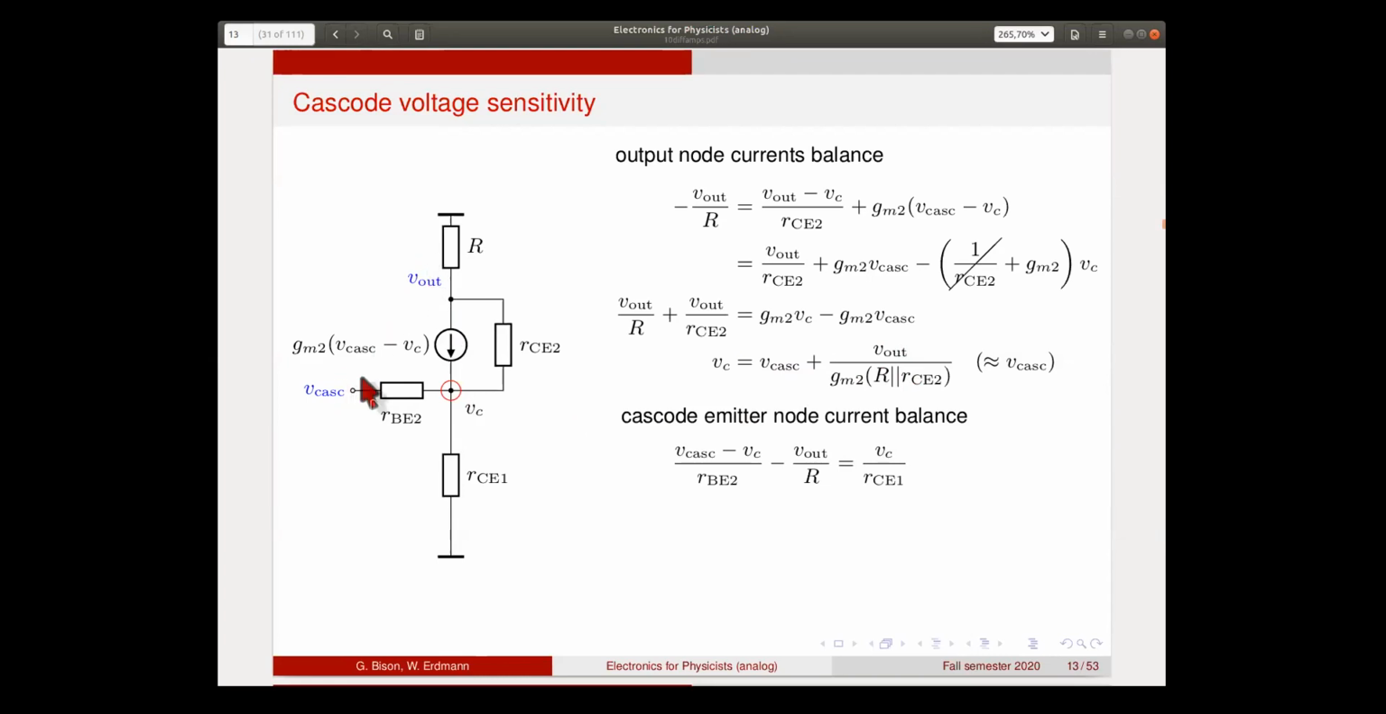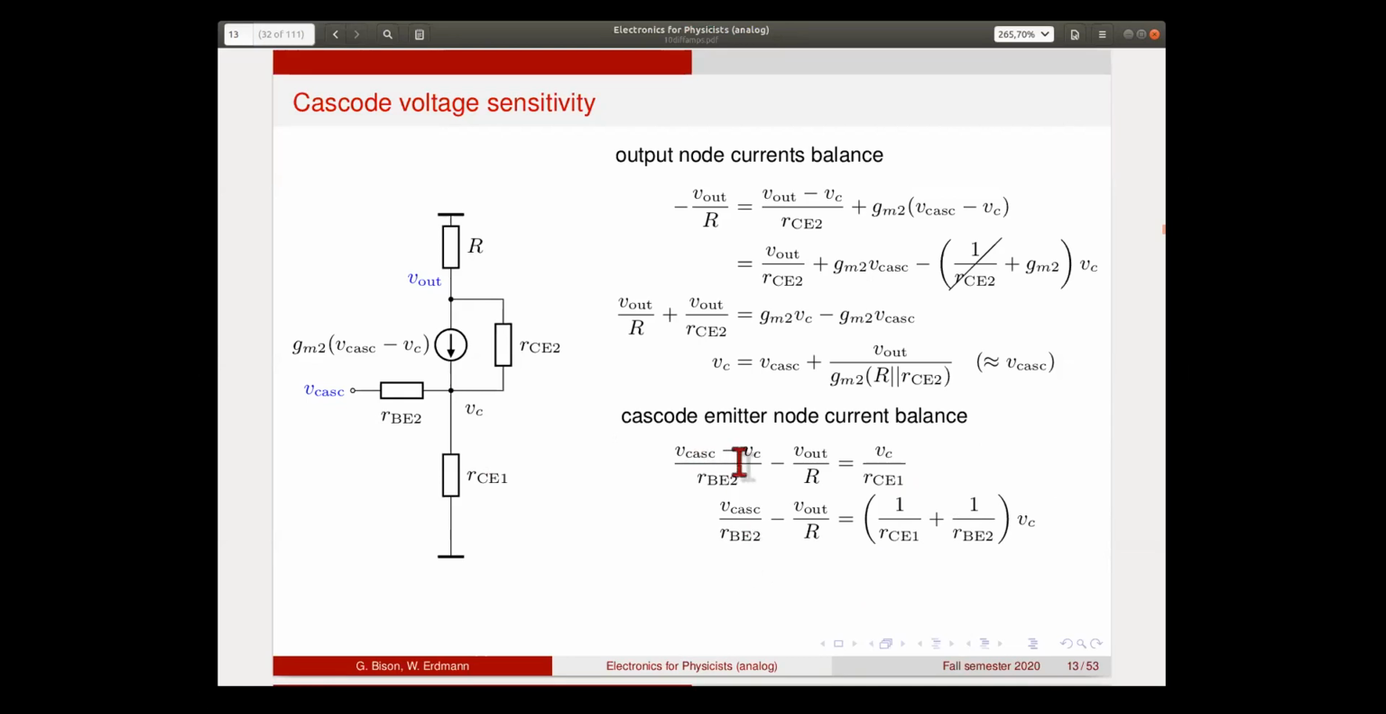To move towards our goal to find the output voltage, we must again eliminate this. So we again look at the current balance here. And now we have again the current flowing down, which is V out over R coming from here. And we now also have the current that flows through this resistor, which is the cascode minus VC divided by RBE2. And the current flowing down through this resistor is given by VC over RCE1, similar to the previous case.